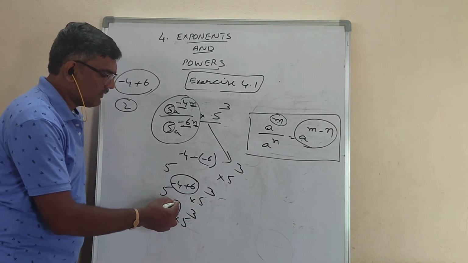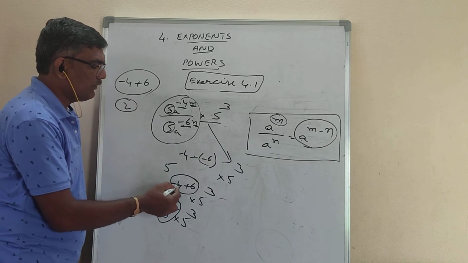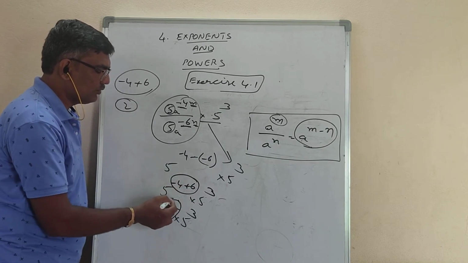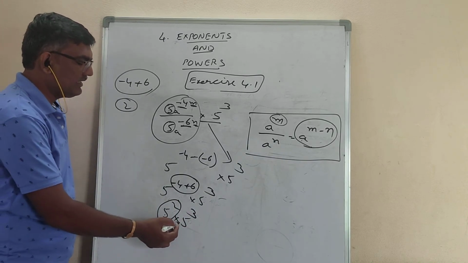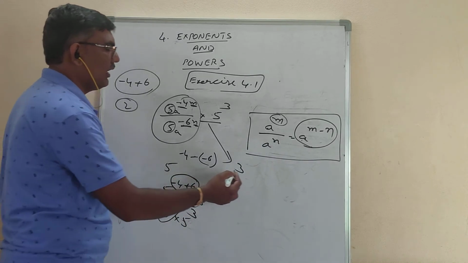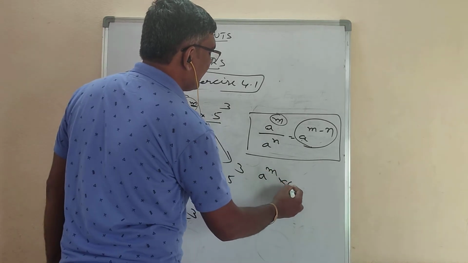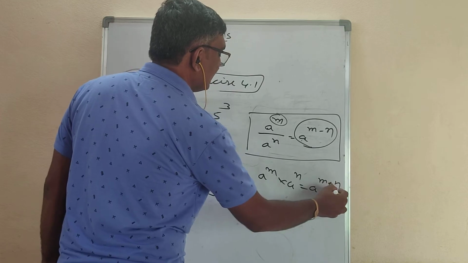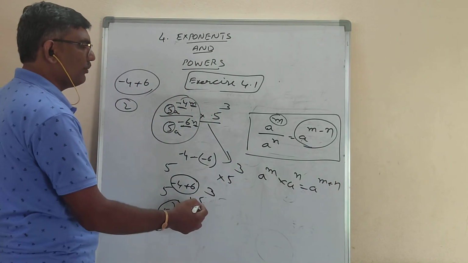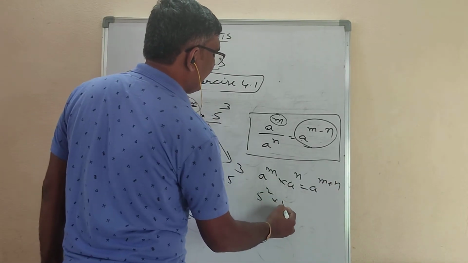How did you get 5 square? Just now I explained. Minus 4 plus 6, its value is 2. This 5 as it is I copied. 5 square into 5 cube. Again by seeing this you have to remember one formula: a power m into a power n, the formula is a to the power of m plus n. So 5 square into 5 cube.